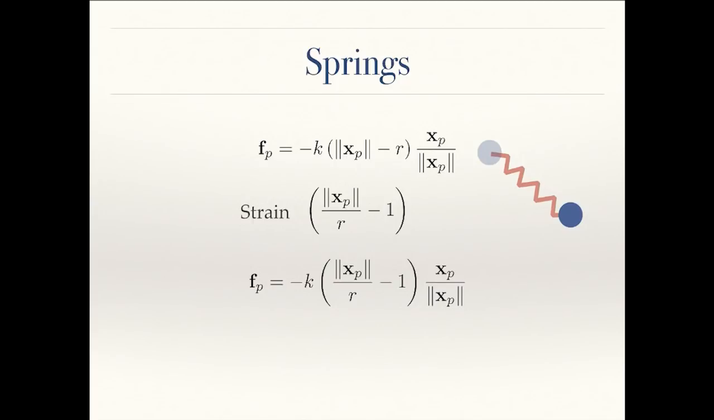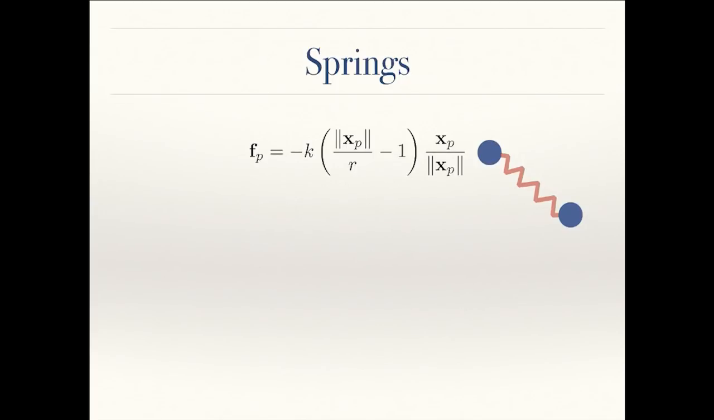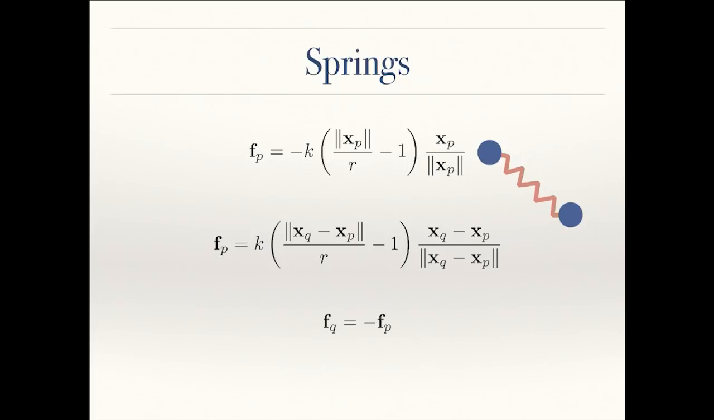and we have a nice non-zero rest length spring. The next thing we'd like to do is to add an arbitrary connection point. So instead of being connected to the origin, we want to connect to an arbitrary point, xq. And to do that, we replace the magnitude of xp with the magnitude of the vector from xp to xq, and then we change the direction from just xp to being the direction from xp to xq. And notice that we folded the minus sign into the direction there.